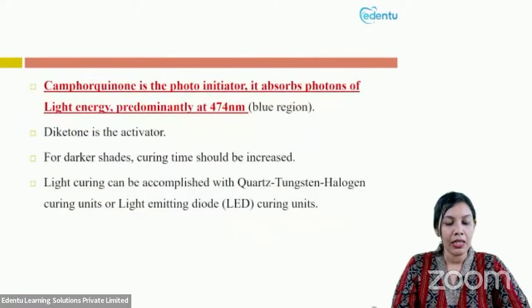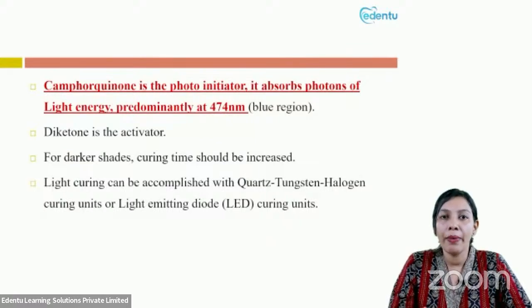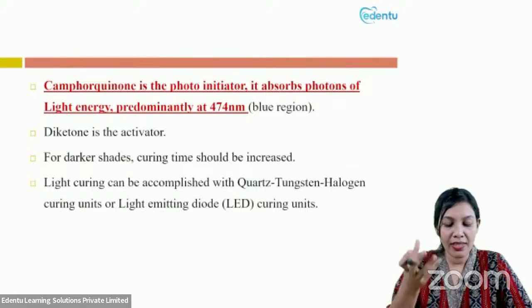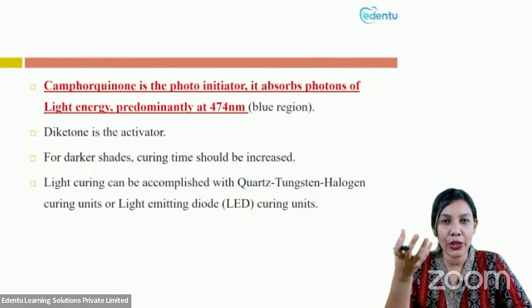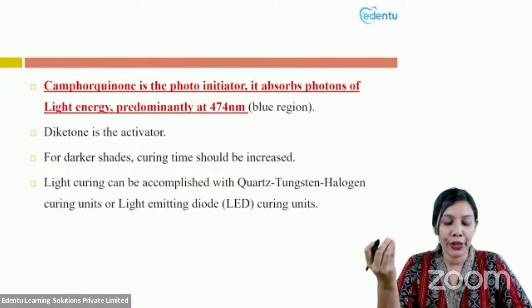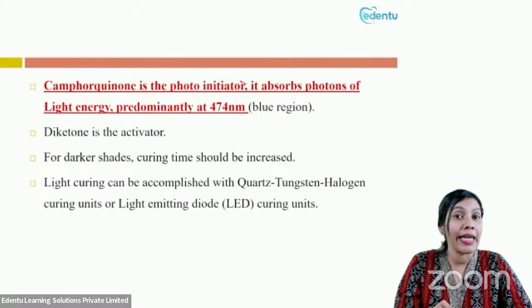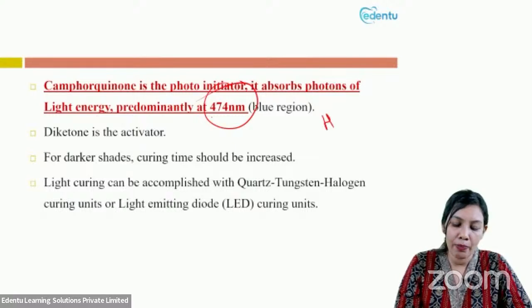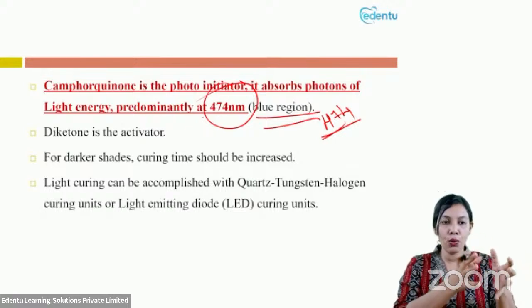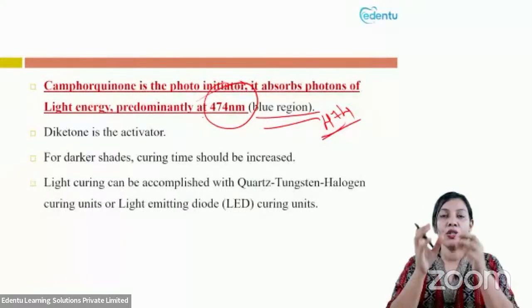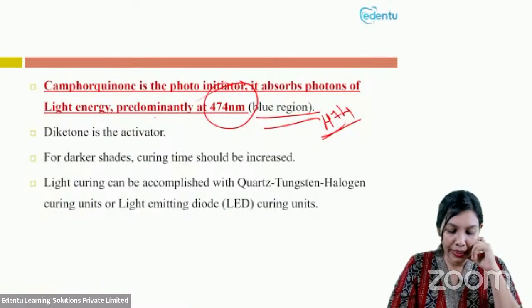Another important question commonly asked for your NEET MDS is: what is the wavelength of light that you need to give for activating the photoactivator camphoraquinone? As I said, it is between 400 to 500, that is 400 to 480, about 474 nanometer. It comes in the blue region. We have a lot of regions like orange, blue, dark blue, red, etc. So it comes under the blue region. This is a very important question, again asked.